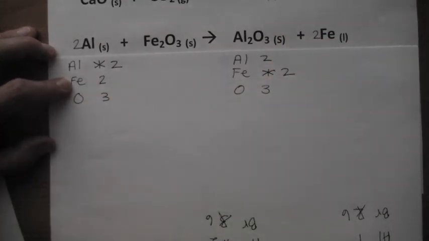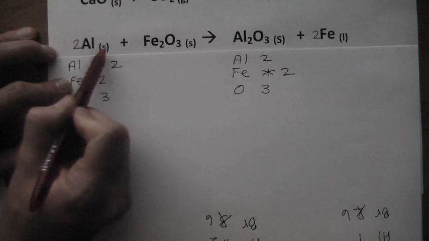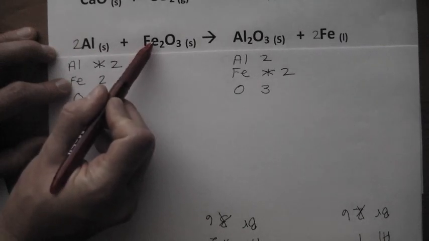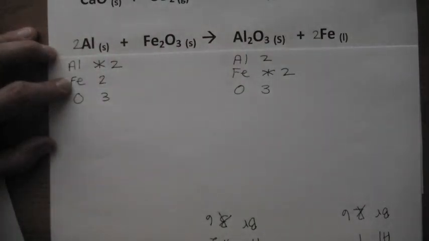Now I'm balanced. What type of reaction is this? It looks like aluminum is replacing the iron. It's kicking the iron out. So then iron is alone over here. That is a single displacement reaction.